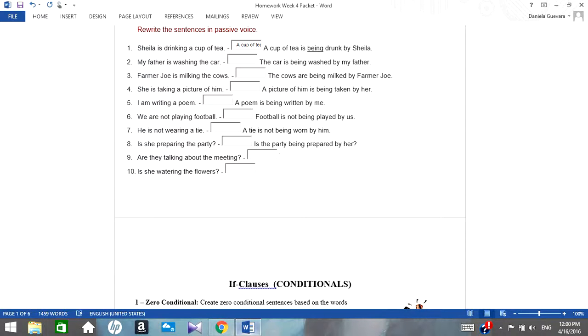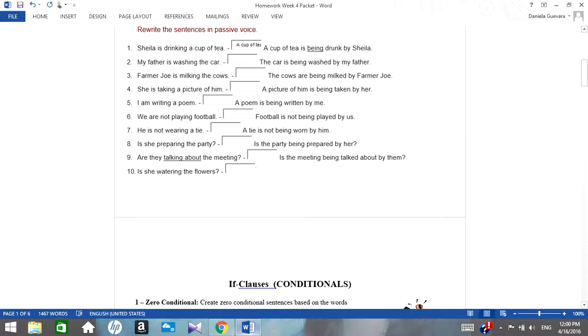Are they talking about the meeting? Is the meeting being talked about by them? So this one is a little bit tricky because we have about, but remember this is considered as part of the verb. So don't separate it. This is my object, the meeting, so it goes here.